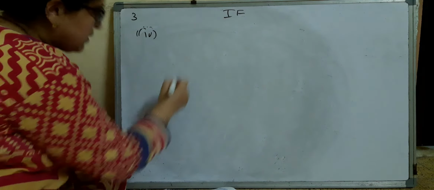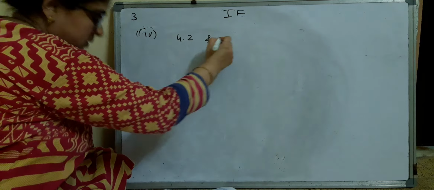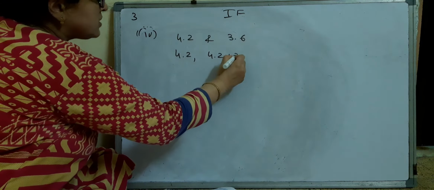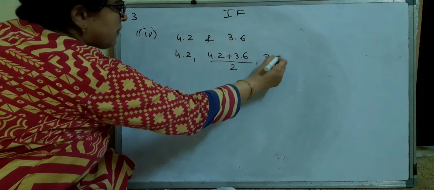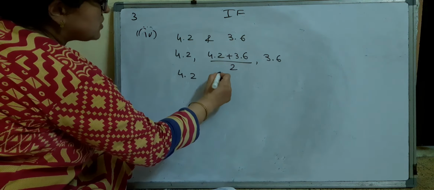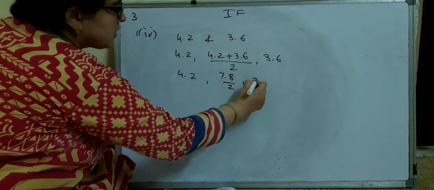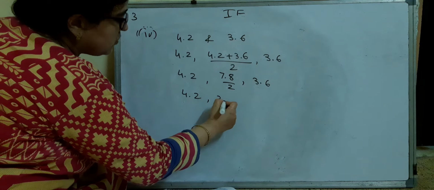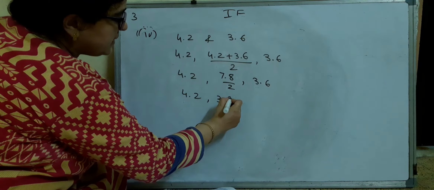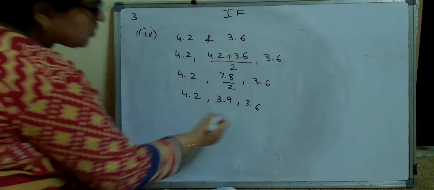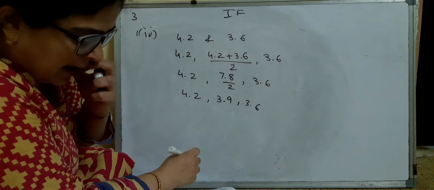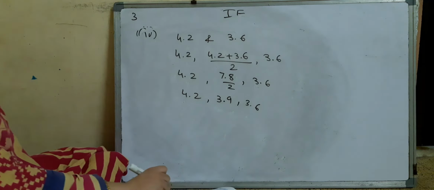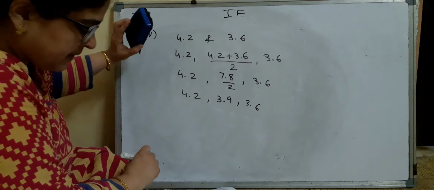Fourth one, 4.2 and 3.6. So 4.2 plus 3.6 upon 2. It is 7.8 upon 2. 2 3s are 6, 2 8s are 16, 2 9s are 18. So the rational number is 3.9, between 3.6 and 4.2. The inserted rational number is 3.9. Complete. This is the fourth.